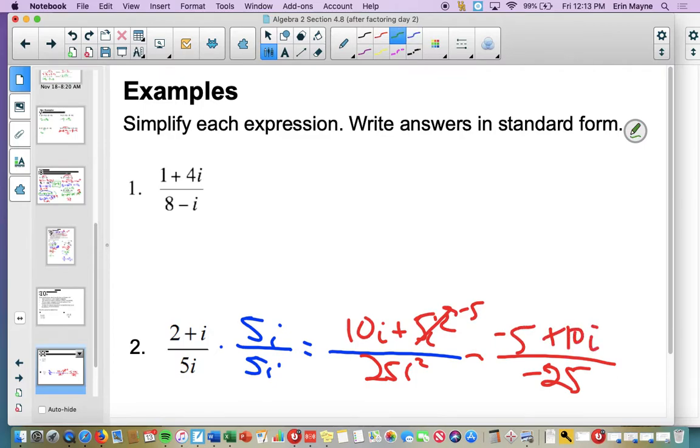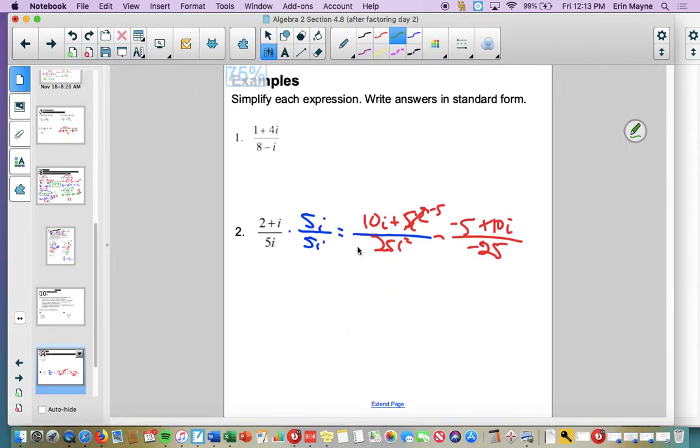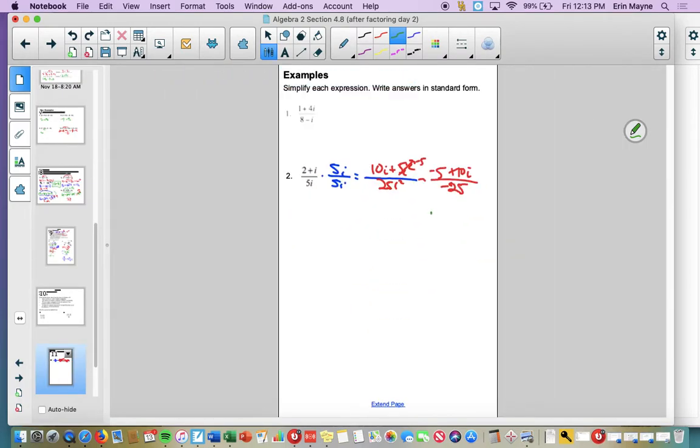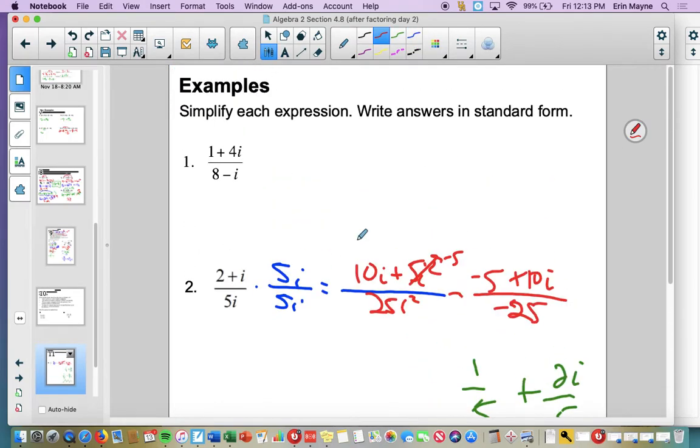Hopefully you're getting decent at this enough to know it is not okay to leave it like that. This gives me 1/5 plus, divide by 5, divide by 5, that's negative. Remember, that's what's left over. So this is really 1/5 minus 2/5 i. In the long run, whether you did 5i or negative 5i on top and bottom, you should end up with that same result. Finally, in number 1, 1 plus 4i over 8 minus i.